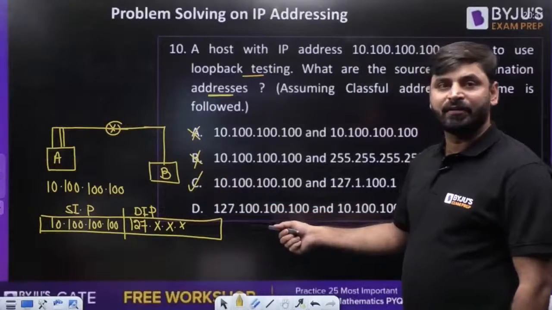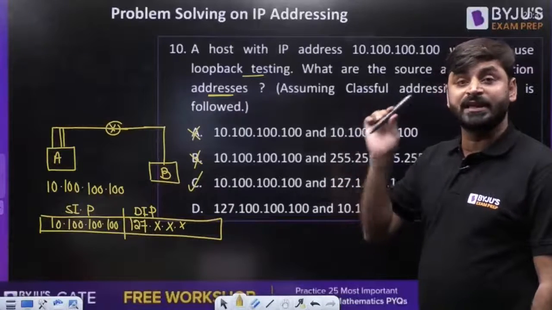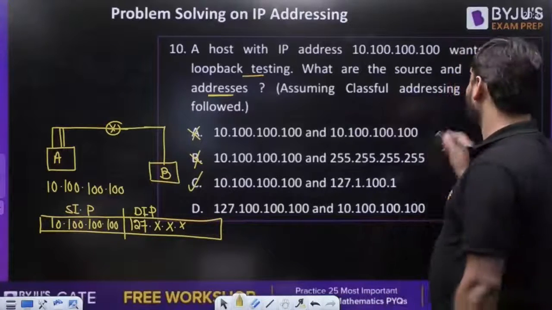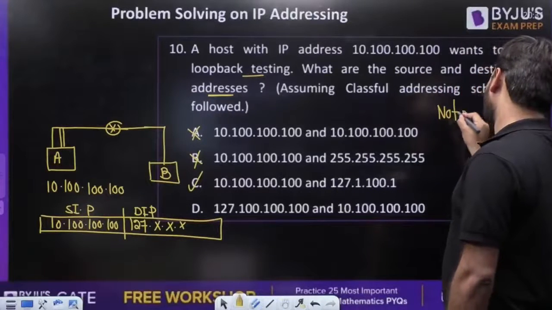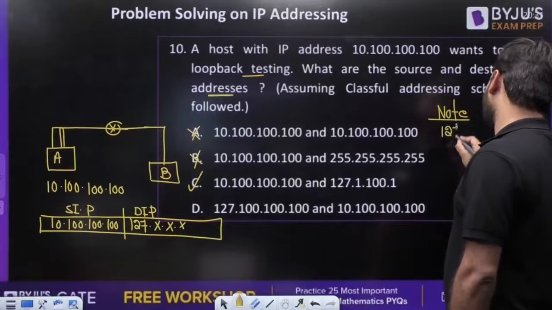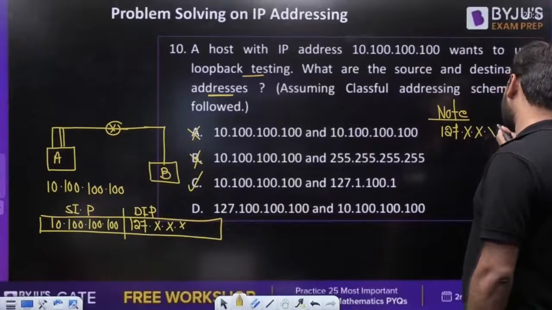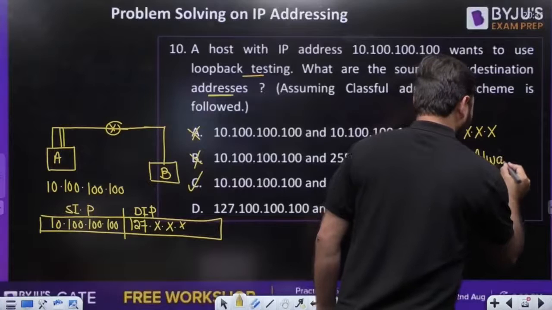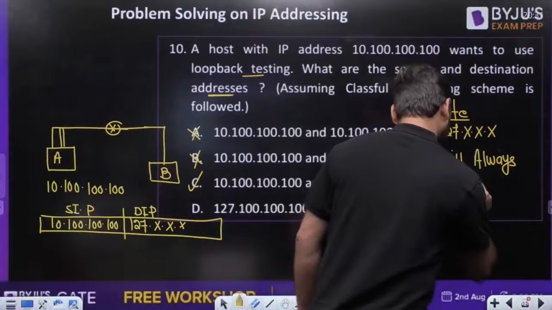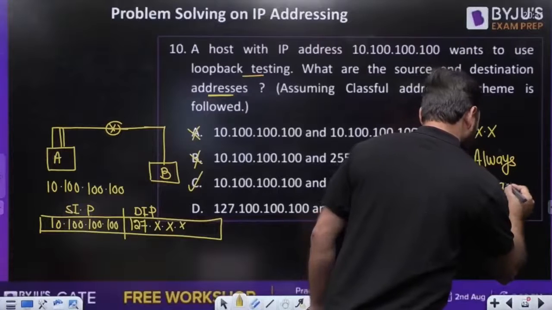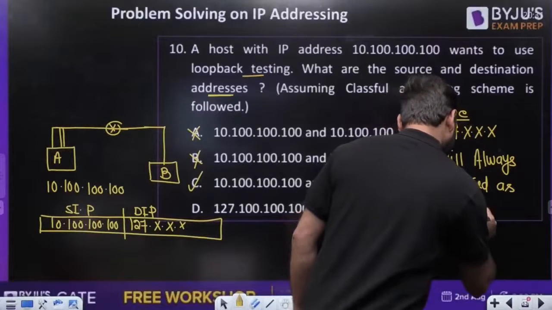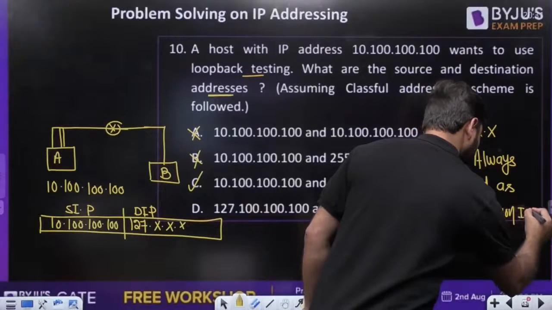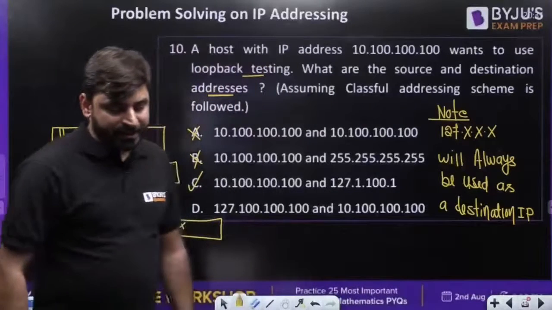Source IP will not be 127. Destination IP: 127 will always be used as a destination IP. 127 cannot be used as a source IP. Always remember this point. You can write one point in your note: 127.x.x.x will always be used as a destination IP. So is it clear to everyone, my dear friends?